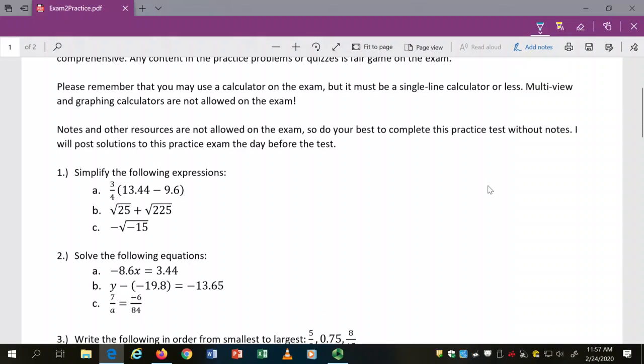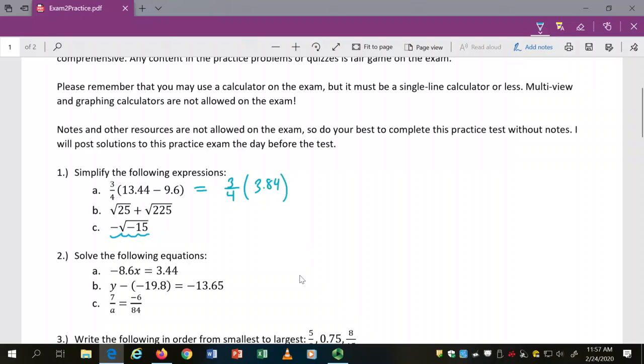What about 1A? Can you do 1A? Oh, you said A, not C. I don't know what I'm thinking. Yes, 1A. If you're going to tackle something like 1A, what should we do first? Yeah, you always want to do parentheses, right? So you do 13.44 minus 9.6, and that ends up being 3.84.